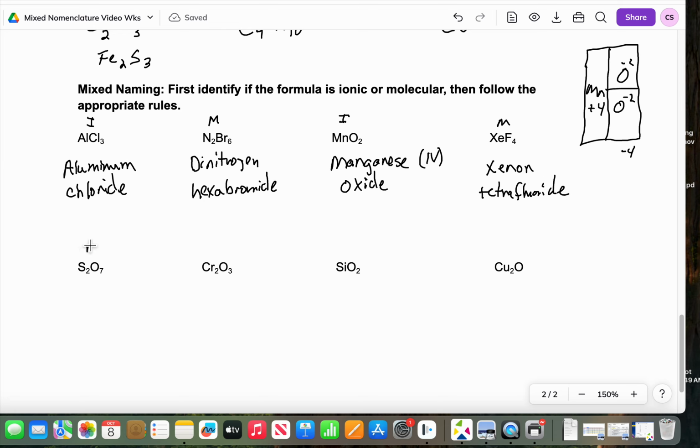S2O7, that is a molecular compound, so you've got to use the prefixes. Disulfur. Notice how I spelled the first one exactly like it's spelled in the periodic table, except the prefix. The second one always is going to end in "ide," and 7 is hepta, heptoxide.